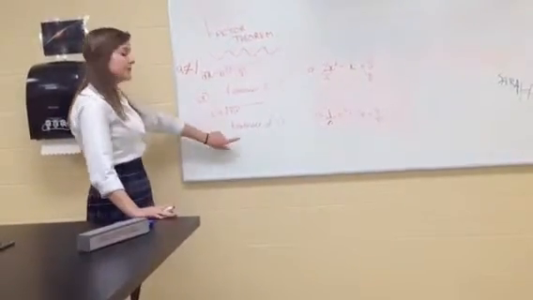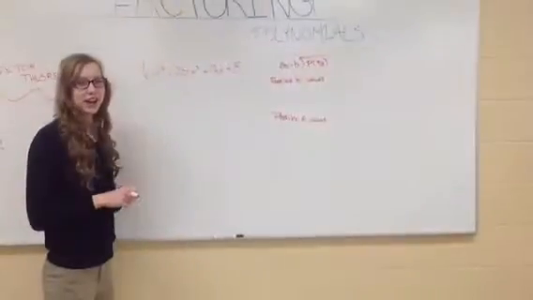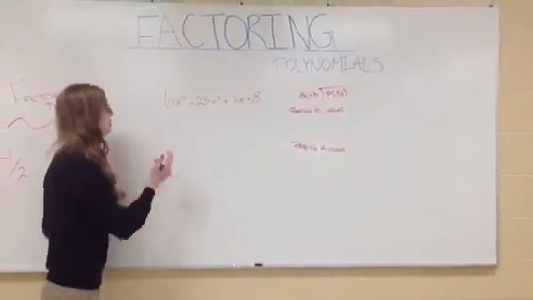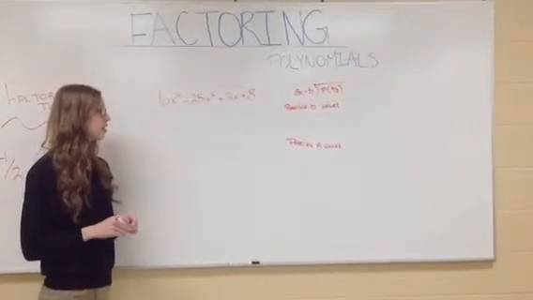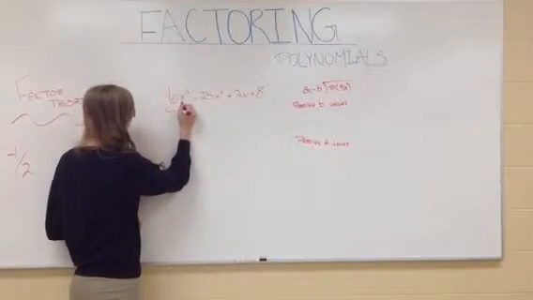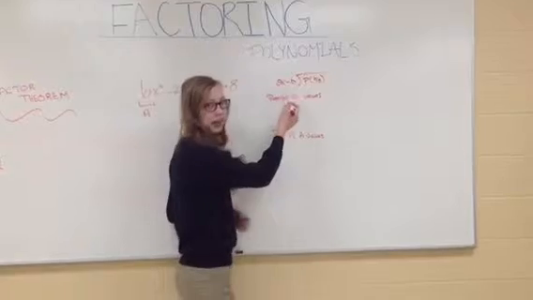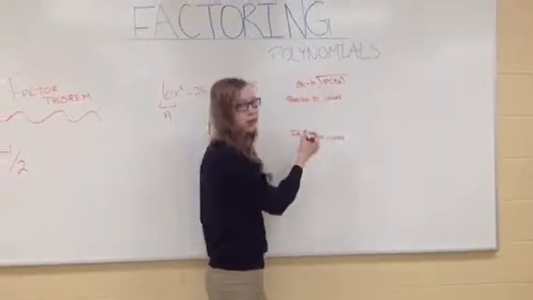And you're going to end up with the remainder of 0, and this is when a is equal to 1. Our example for the factor theorem is going to be 6x cubed minus 25x squared plus 2x plus 8. Now, since our a value does not equal 1, we're going to have to use the equation ax minus b divided by p equals b over a.